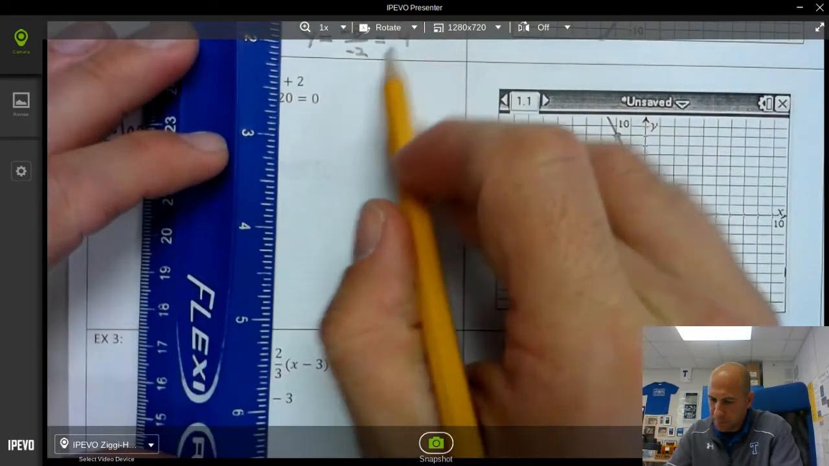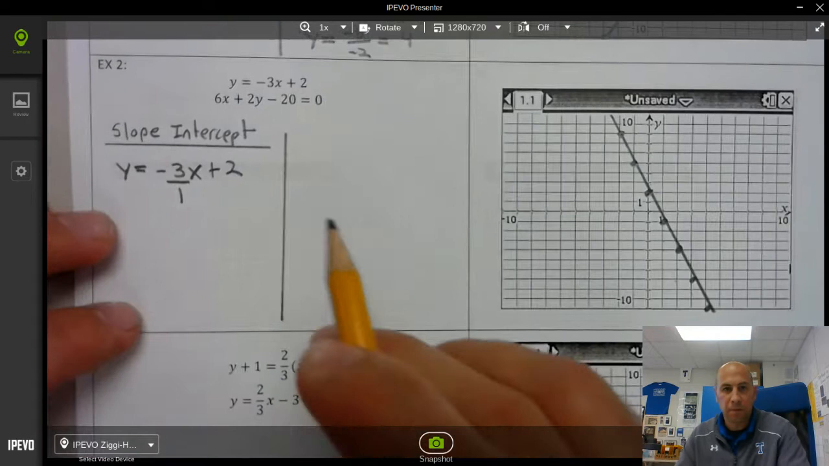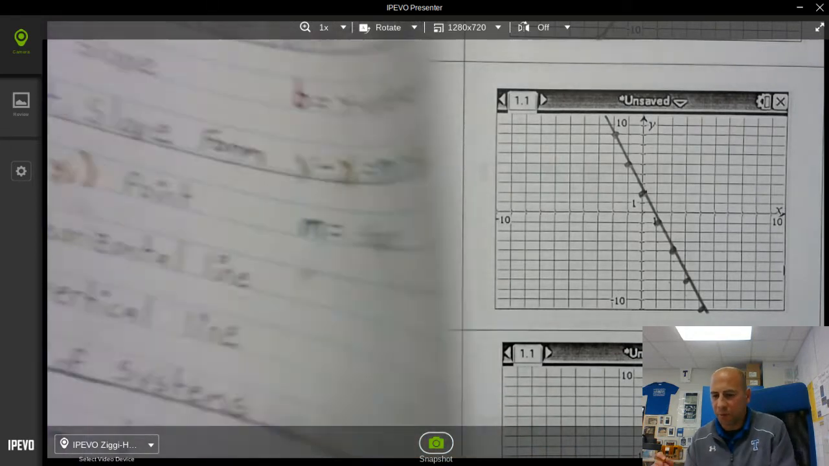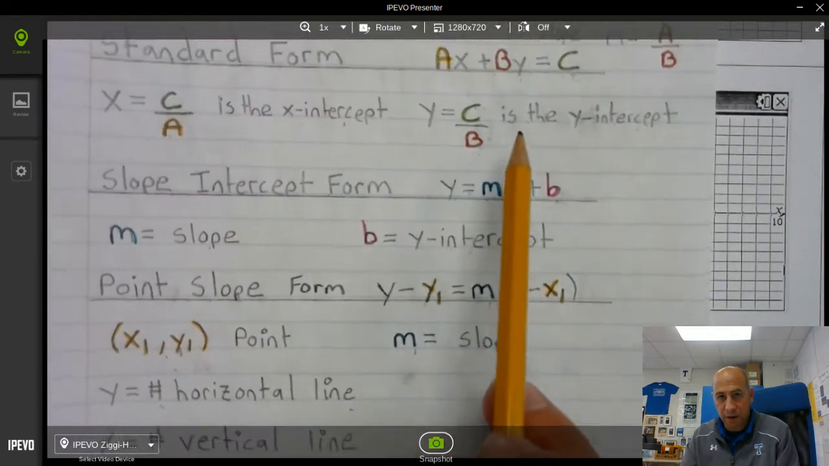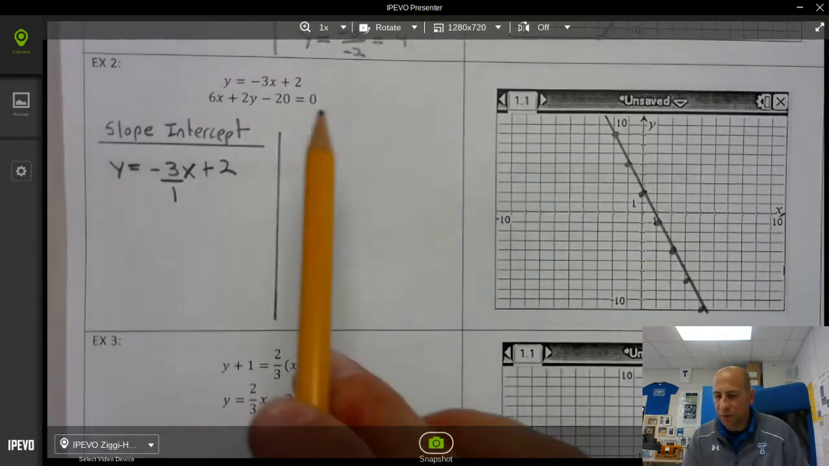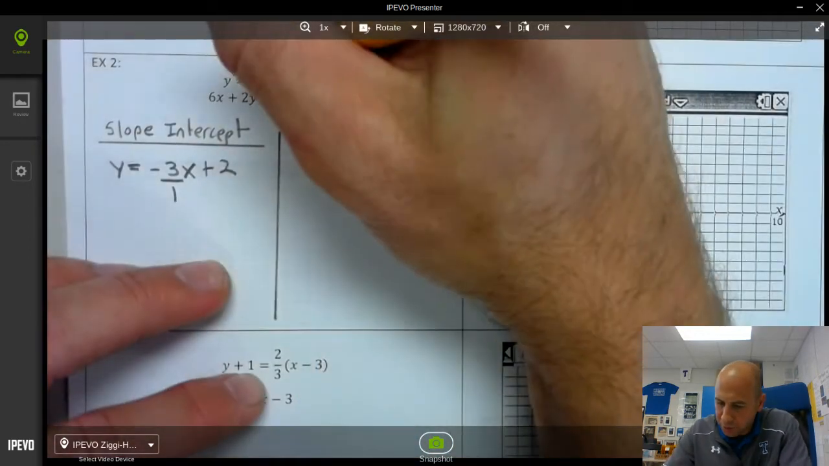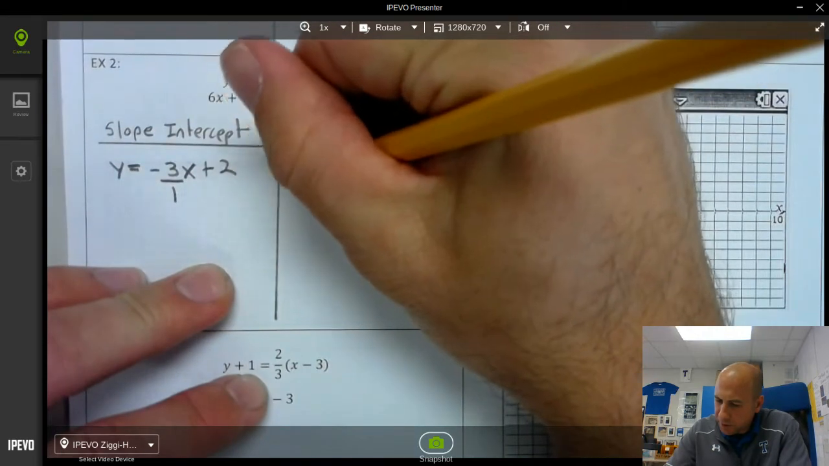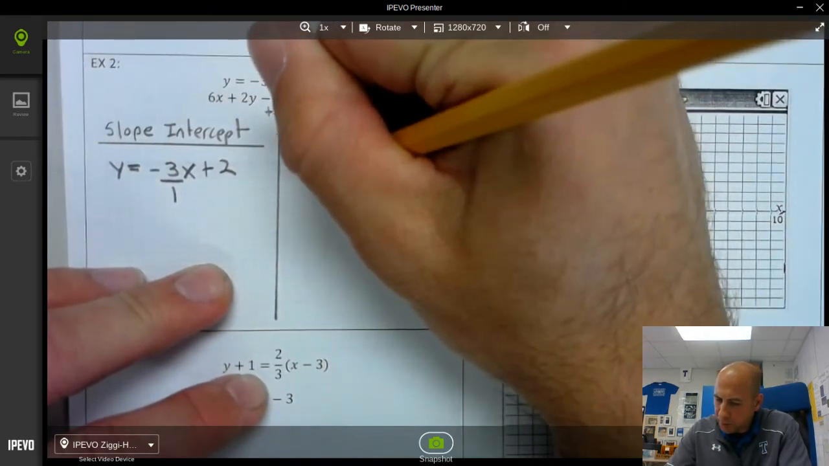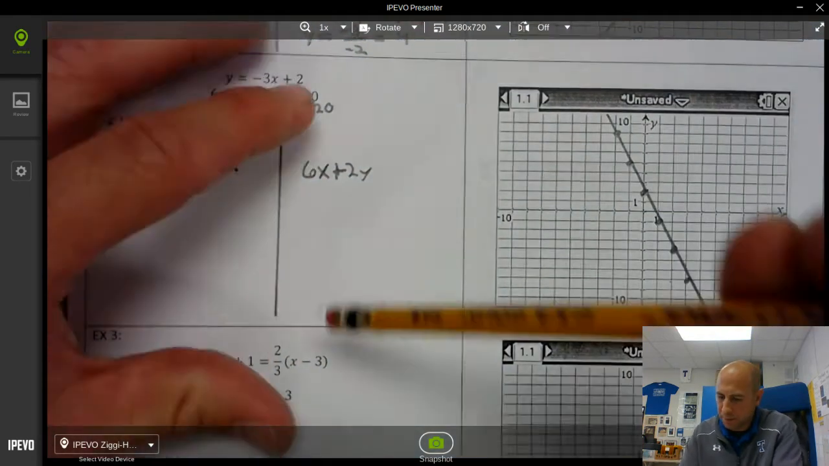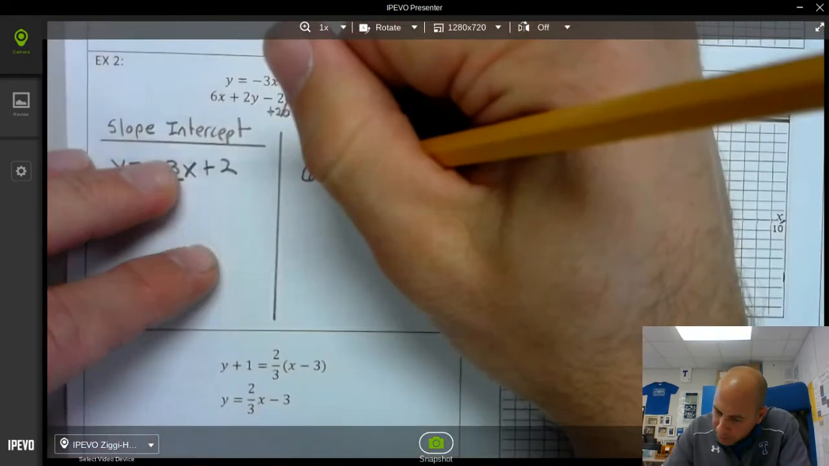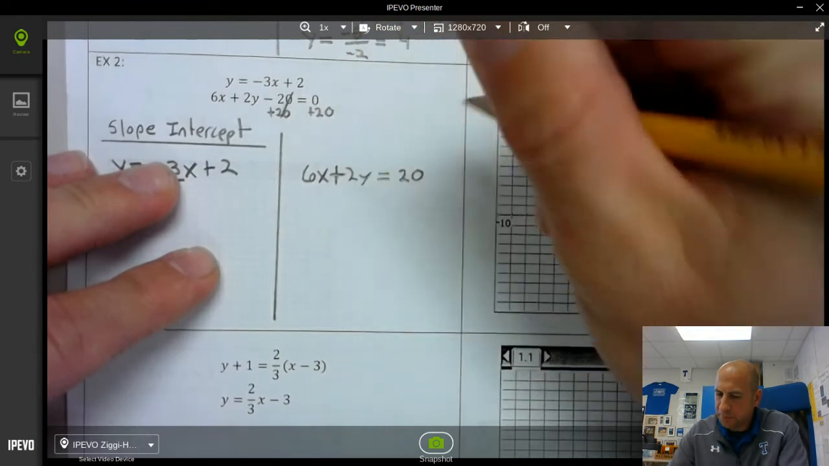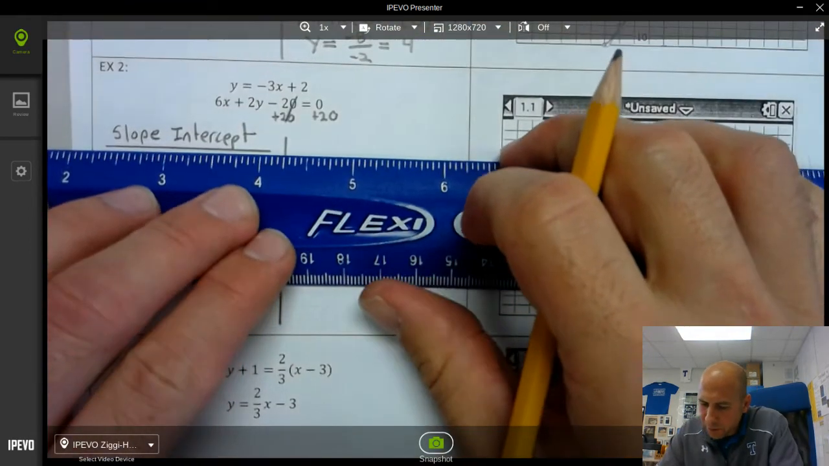All right. Now the next, we see here that it's probably a good idea to put in standard form because we're very close to having ax plus by equals c. The only thing we have to do, though, is add 20 to both sides first. That cancels, and so now you have 6x plus 2y equals 20. So now we have standard form.